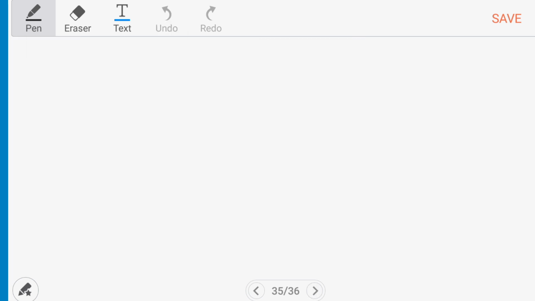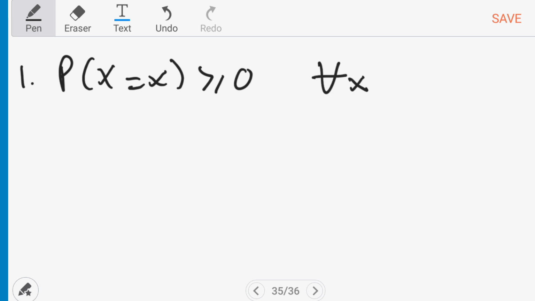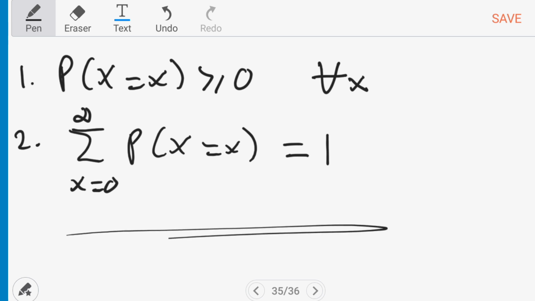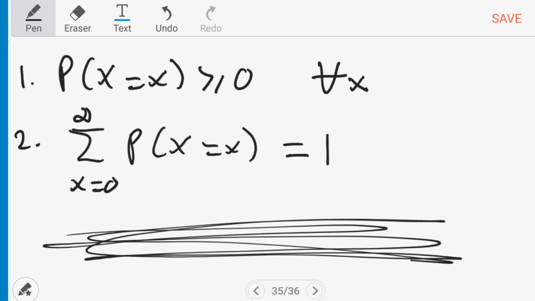So for legitimacy, there are two conditions that we would have to satisfy. One, we would have to prove that the probability of X equal to x is greater or equal to 0 for all values of x. And two, we would have to prove that if you sum the PMF from 0 to infinity, the end result should be 1. So these are the two conditions that we would want to prove in order for us to establish the legitimate condition of a Poisson distribution.